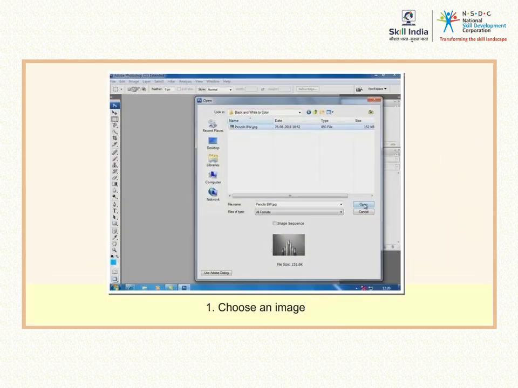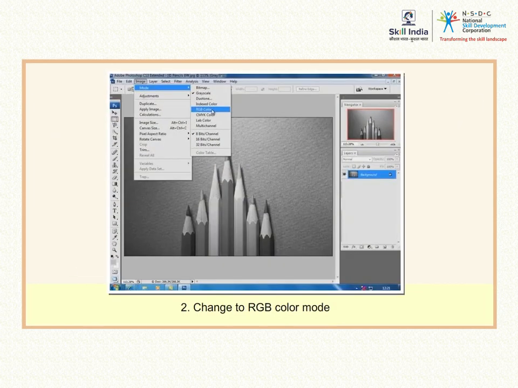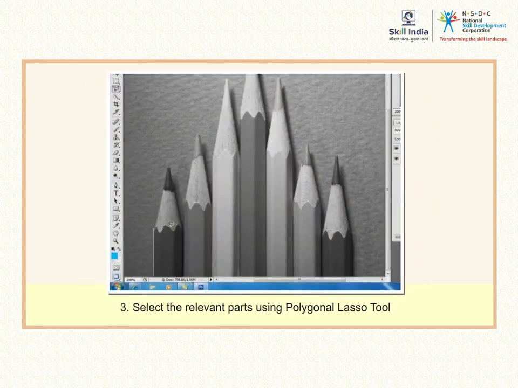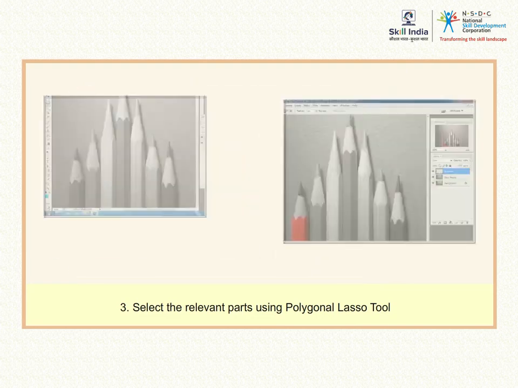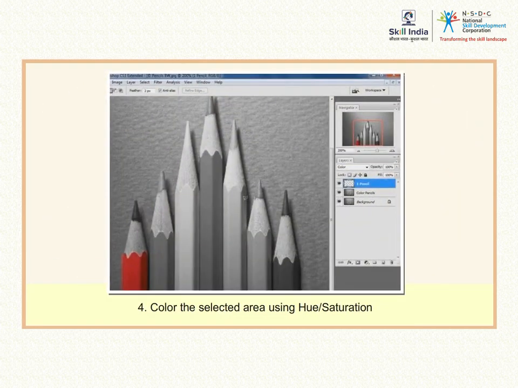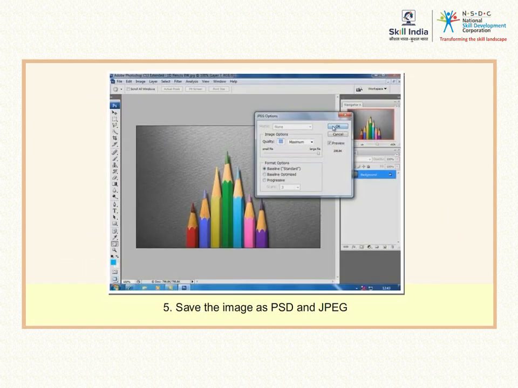First, choose an image. Change to RGB color mode. Select relevant parts using polygonal lasso tool. Color the selected area using hue or saturation. Finally, save the image as PSD and JPEG.